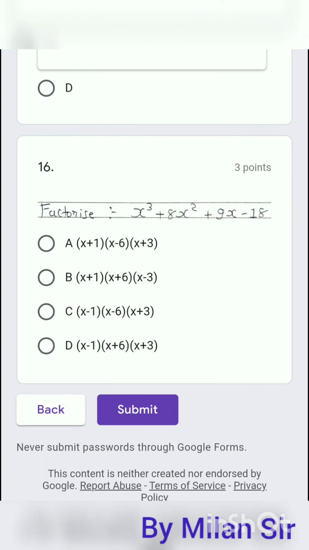So this is the solution of unit test 1. In the next video we will see the solution of unit test 2.